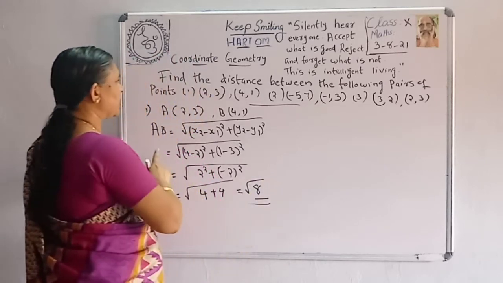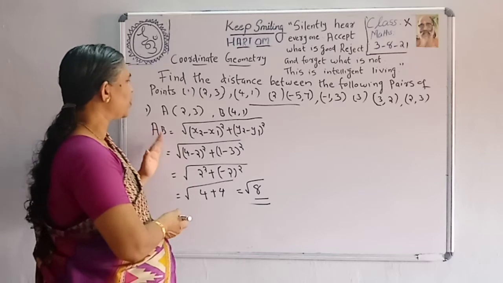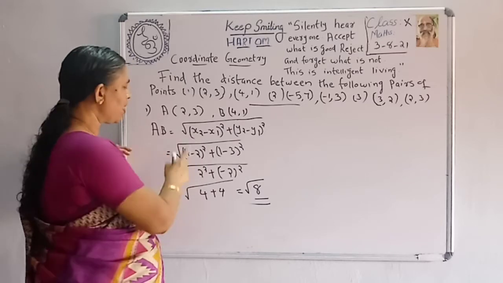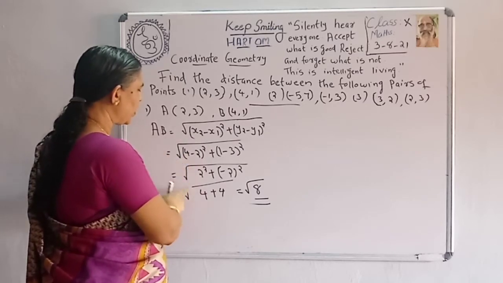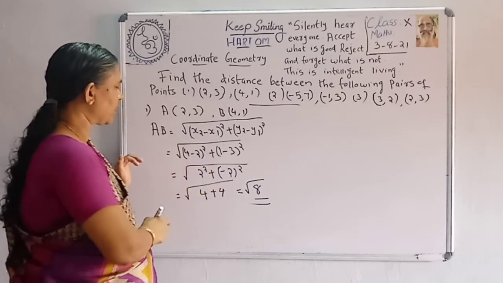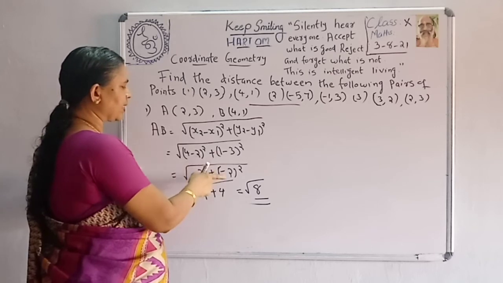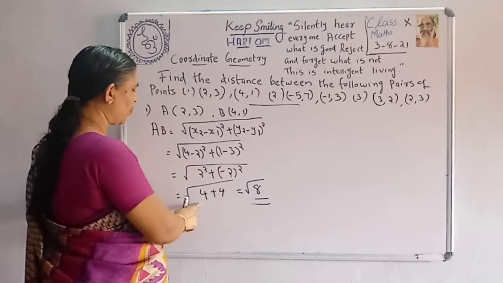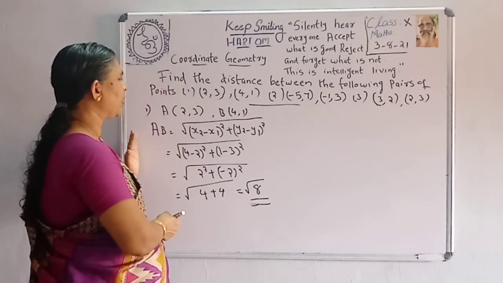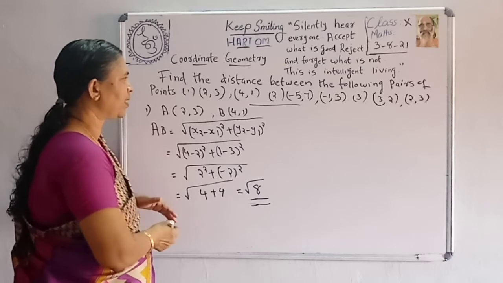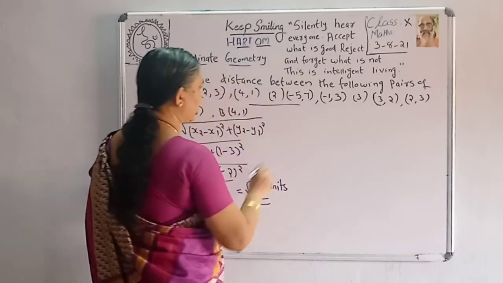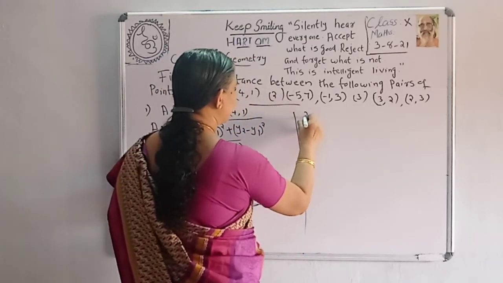So what is the distance between the two points A(2, 3) and B(4, 1)? AB is equal to the square root of (x2 minus x1) the whole square plus (y2 minus y1) the whole square. Therefore, it is 4 minus 2 the whole square plus 1 minus 3 the whole square. That is square root of 2 square plus minus 2 the whole square, equal to root of 4 plus 4, that is square root of 8. So the distance between the points A(2, 3) and B(4, 1) is root 8 units.